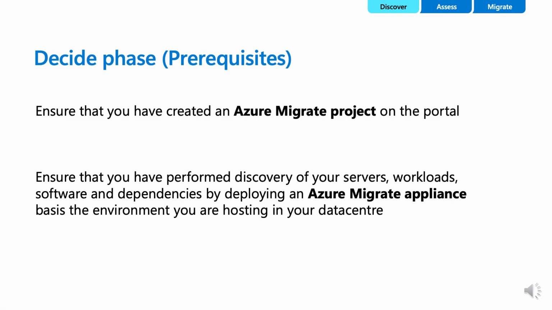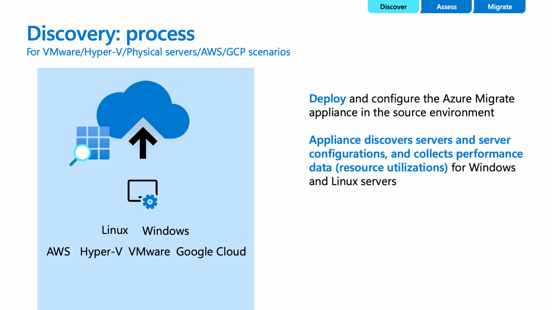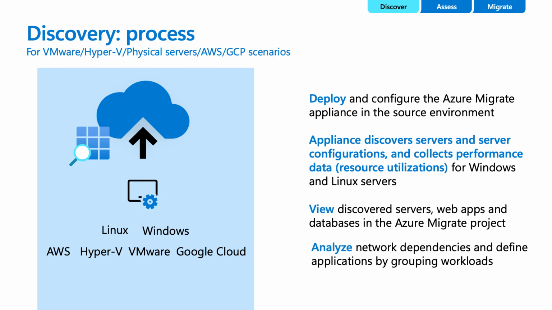applications. As part of prerequisites, you need to ensure that you have created an Azure Migrate project and deployed an Azure Migrate appliance. You should have configured the appliance and initiated the discovery. As covered in prerequisites, you need to deploy an appliance based on the environment you are hosting in your data center. After configuring the appliance and providing server credentials to perform guest-based discovery, like software inventory and agentless dependency analysis, you can initiate discovery from the appliance and then review the discovered inventory from your Migrate project.